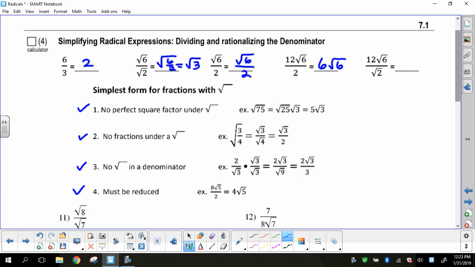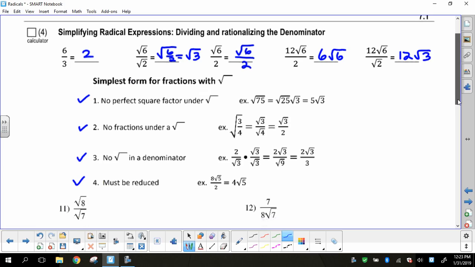And then this last problem, we have two radicals that we can go ahead and divide. 6 divided by 2 is 3. So the square root of 6 divided by the square root of 2 is equal to the square root of 3. We can simplify that.